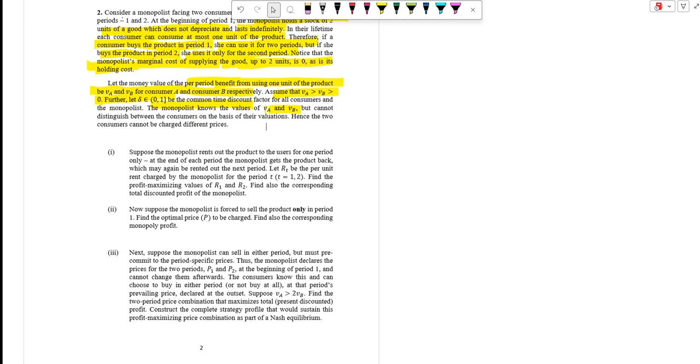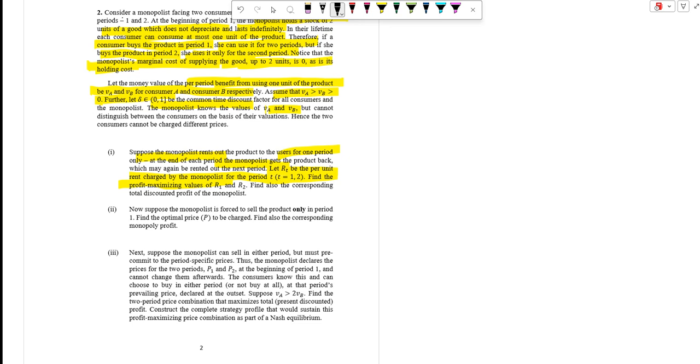Suppose that the monopolist rents out the product to the consumers, one product only, at the end of each period. Let Rt be the per unit rent charged by the monopolist for periods t equal to 1 and 2. Find the profit maximizing values of R1 and R2. Find also the corresponding total discounted profit of the monopolist.